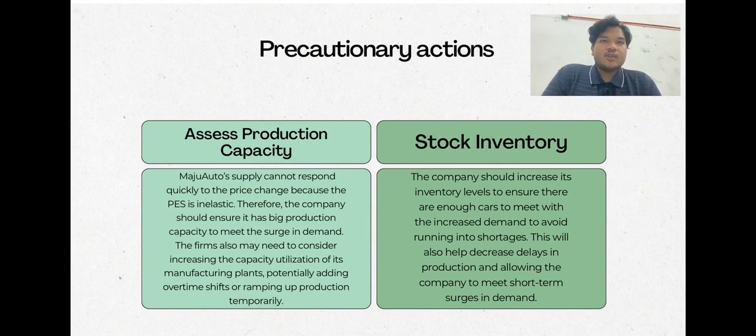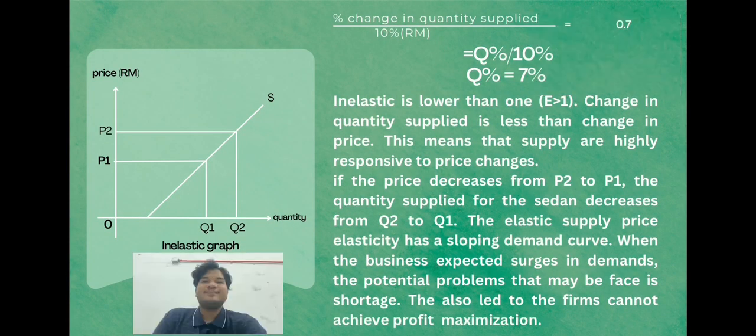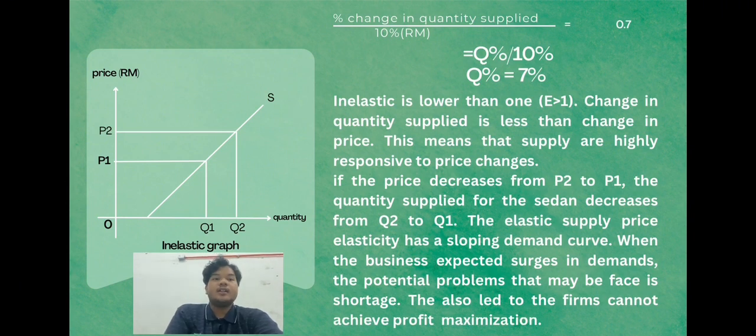And the second step is stock inventory. The company should increase its inventory level to ensure there are enough cars to meet the increased demand and avoid running into shortage. This will also help decrease delay in production and allow the company to meet the short-term surge in demand. As you know, the PES is inelastic, so when they decide to decrease the price, the quantity of supply will also decrease, but they must make sure they have sufficient inventory to meet the surge in demand.